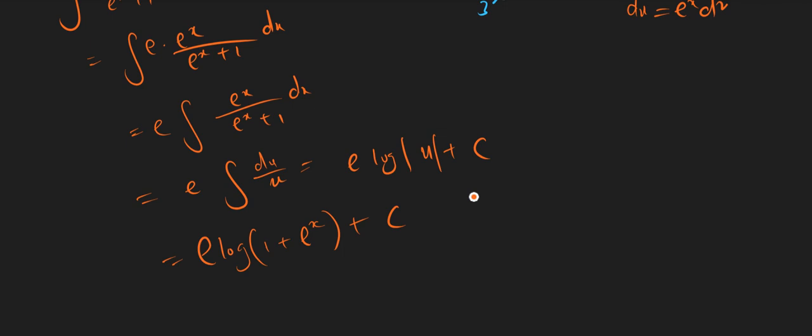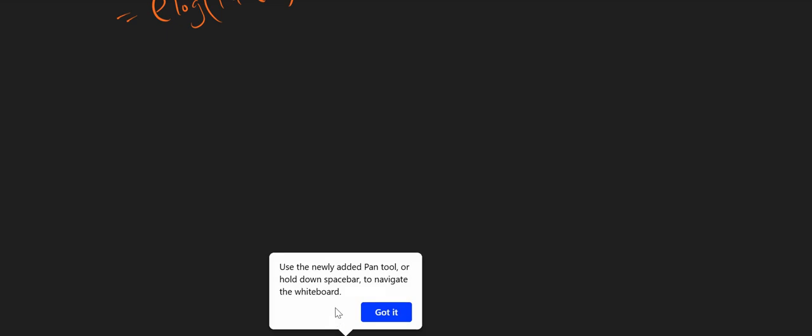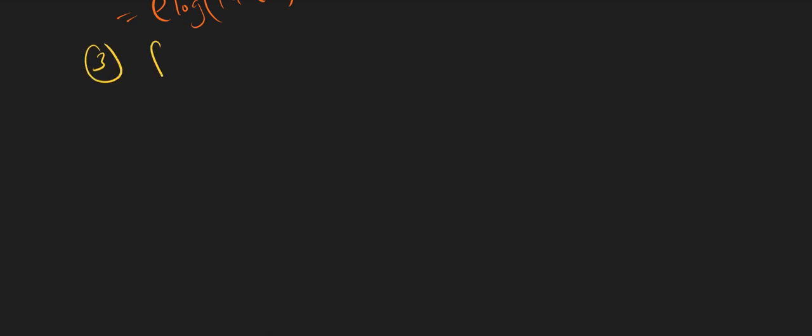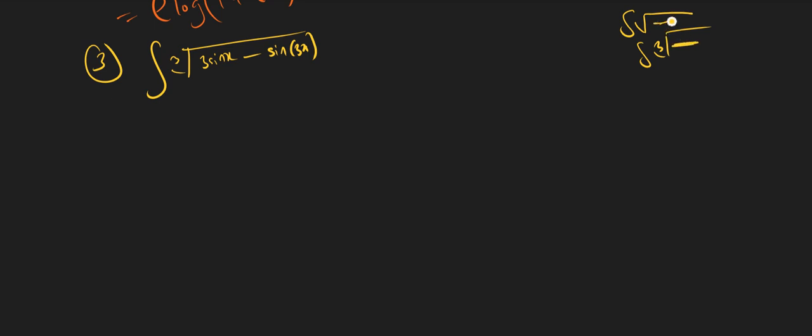So for problem 3, let me quote it. Problem 3 says we should do the integral of the cube root of 3 sine x minus sine 3x. You should be familiar that in this kind of problem, where you are required to do the integral of maybe a square root or, let's say, a cube root, you have to simplify the term inside the cube root or square root or whatever root appears.